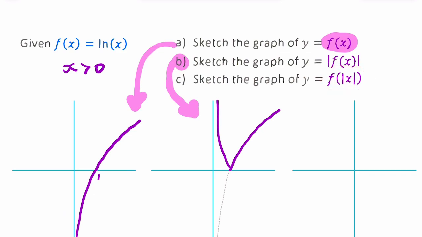Whereas if you take the modulus of x, that means that x, whether it's positive or negative, is treated as positive. So when x is positive, we have the same function. But when x is negative, it's treated as if it were positive. So if you put in x as -1, it will be treated as f of 1. So these points are reflected. So it's a reflection on the y-axis.